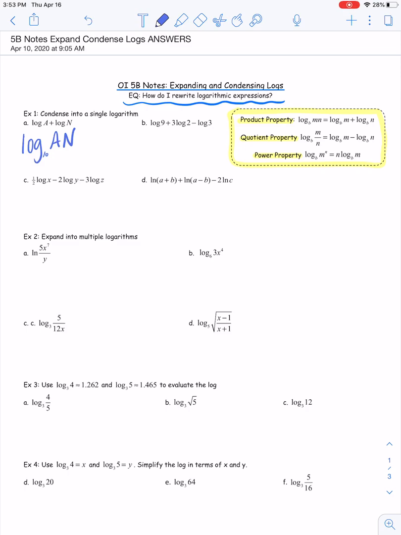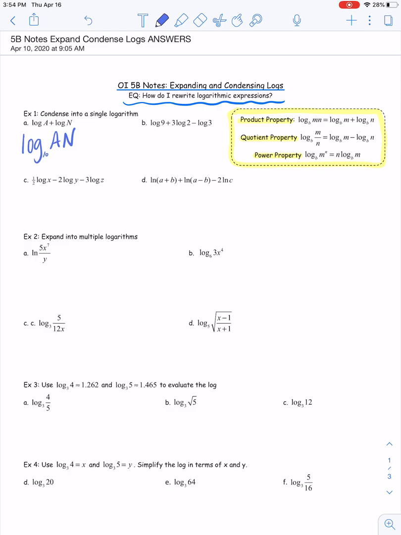The quotient property is when I'm subtracting two logarithmic expressions from one another. Again, the bases need to be the same. So when I'm subtracting those logarithmic expressions, I combine them into one by dividing the arguments. The last property we're going to talk about is the power property. So if you have a coefficient, a number in front of your logarithmic expression, that is going to become the exponent of your argument. So I'll give you a quick example of that.